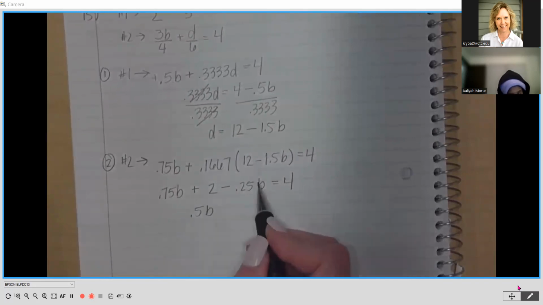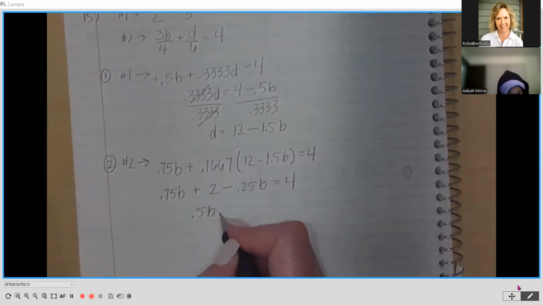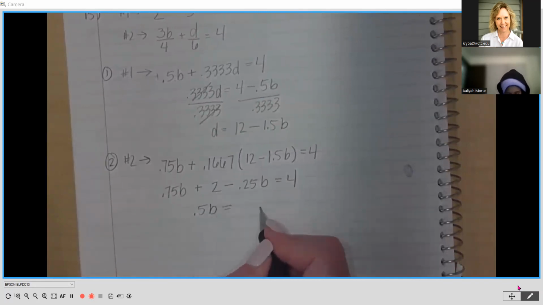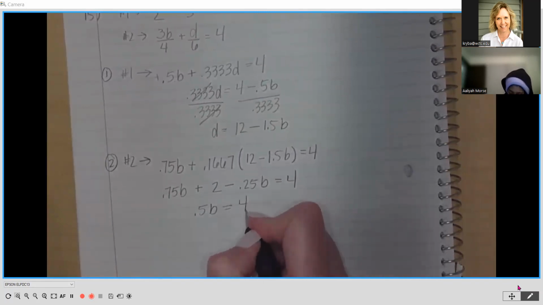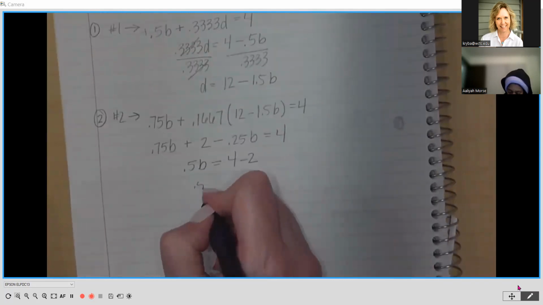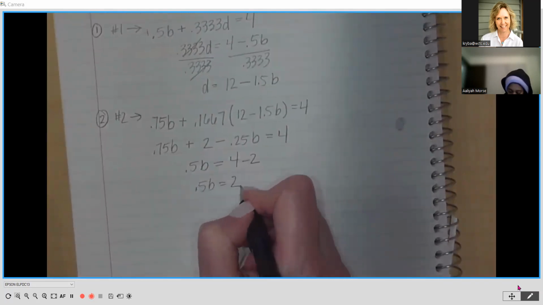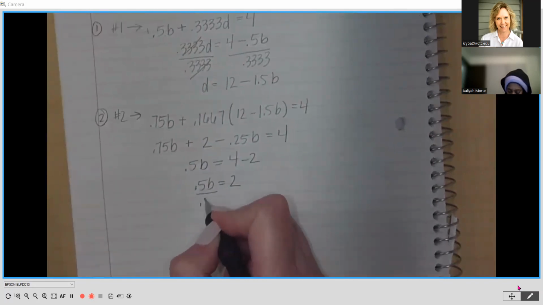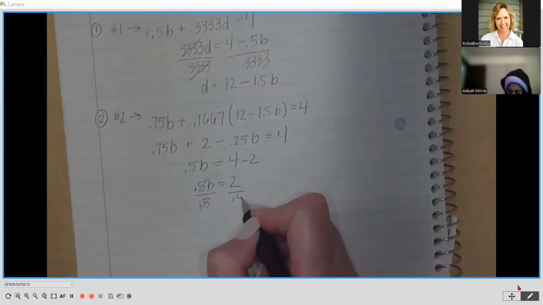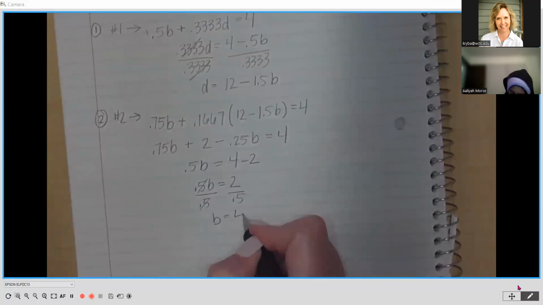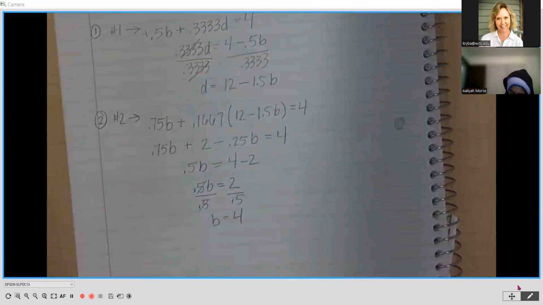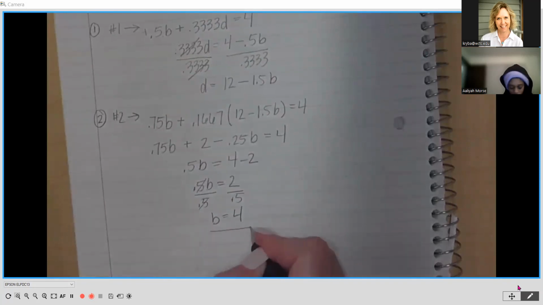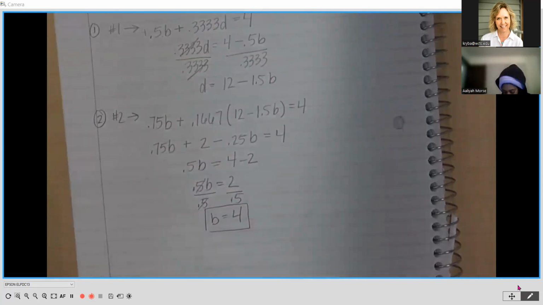And then the plus 2 on this side, I'm going to subtract 2 on the other. So it's going to be 4 minus 2. So 0.5 B is equal to 2. And then I'm going to divide by 0.5 on both sides, which is a multiplication times 2. And that's going to be equal to 4. So B is equal to 4. Everybody get that?